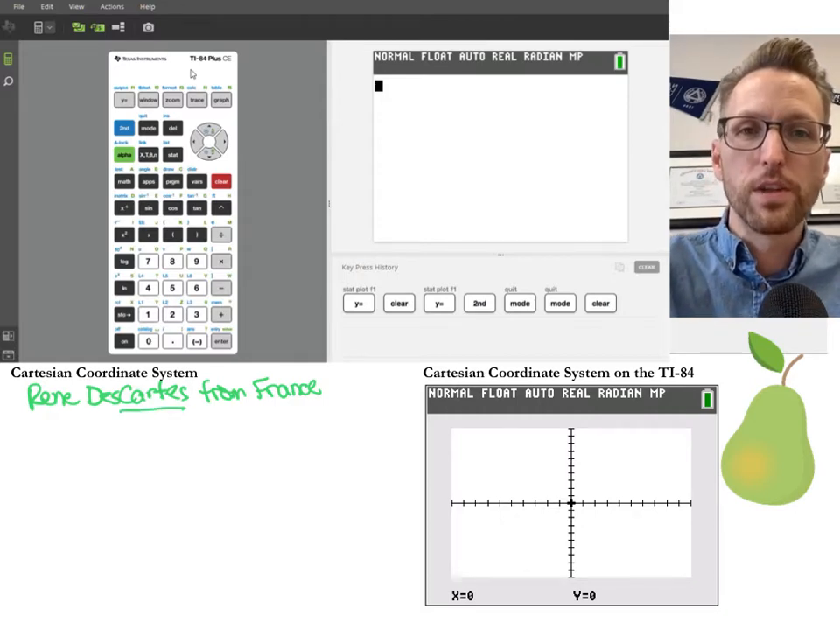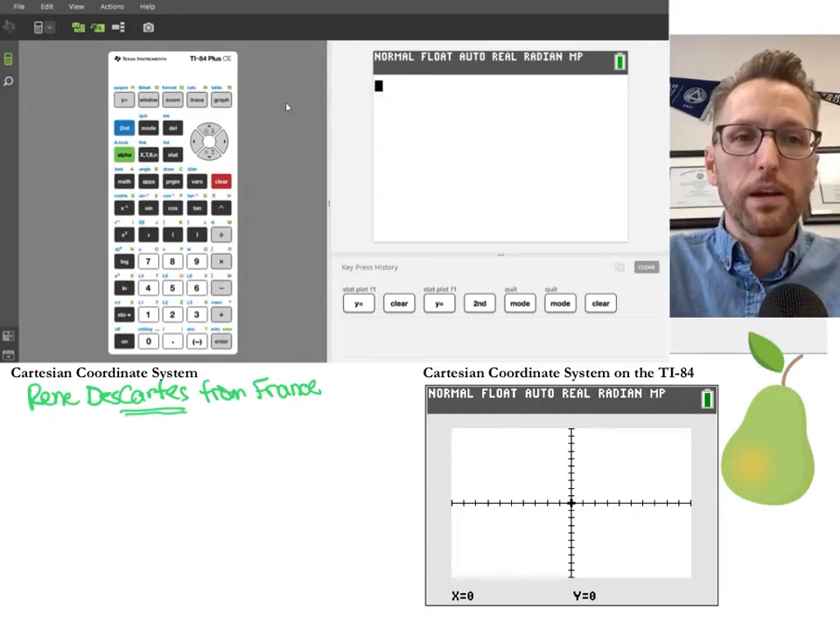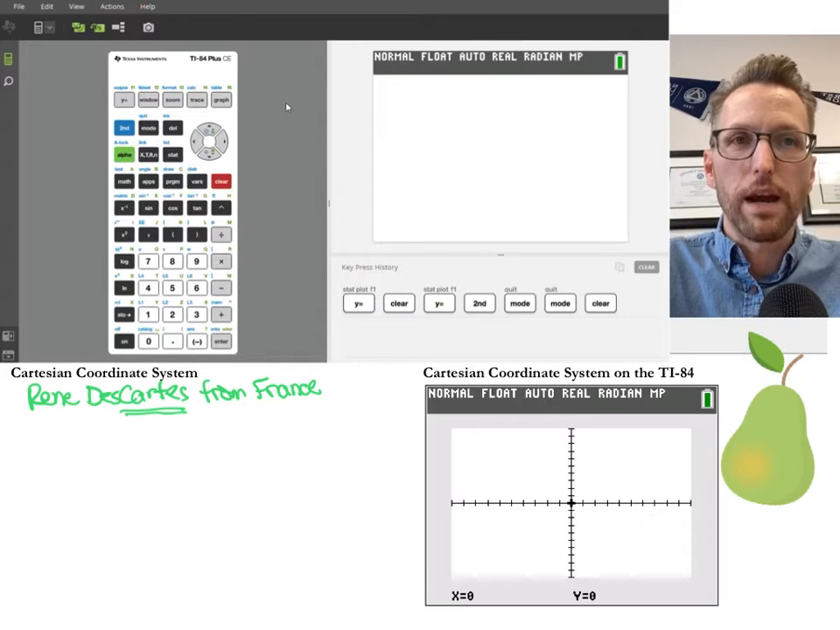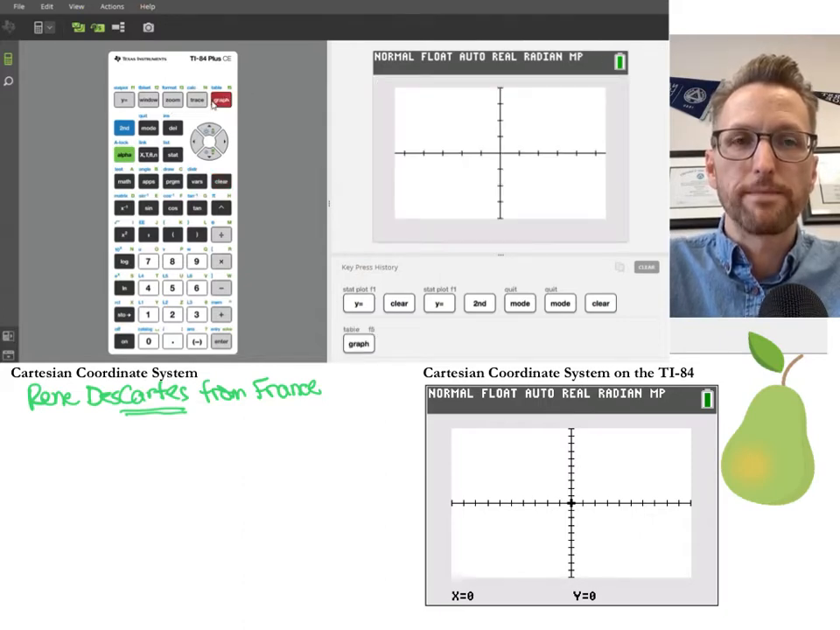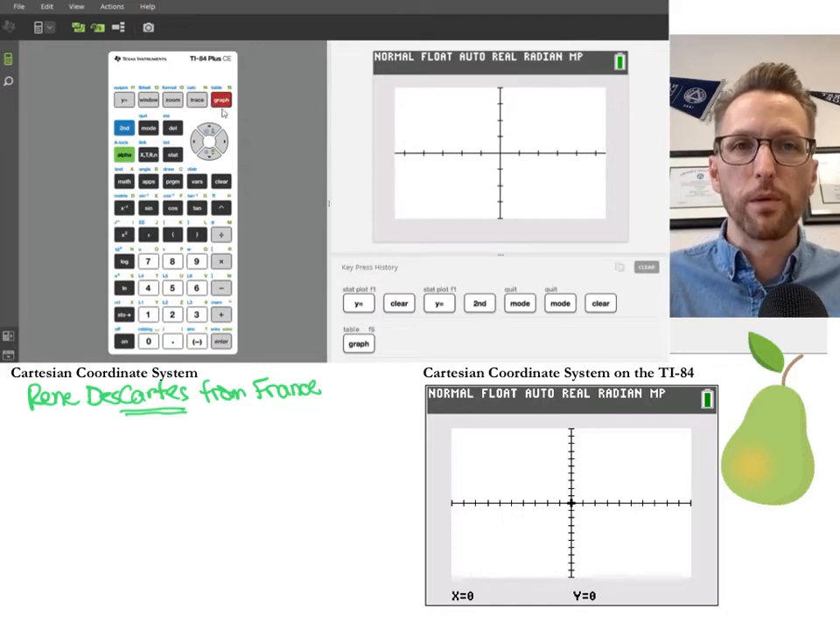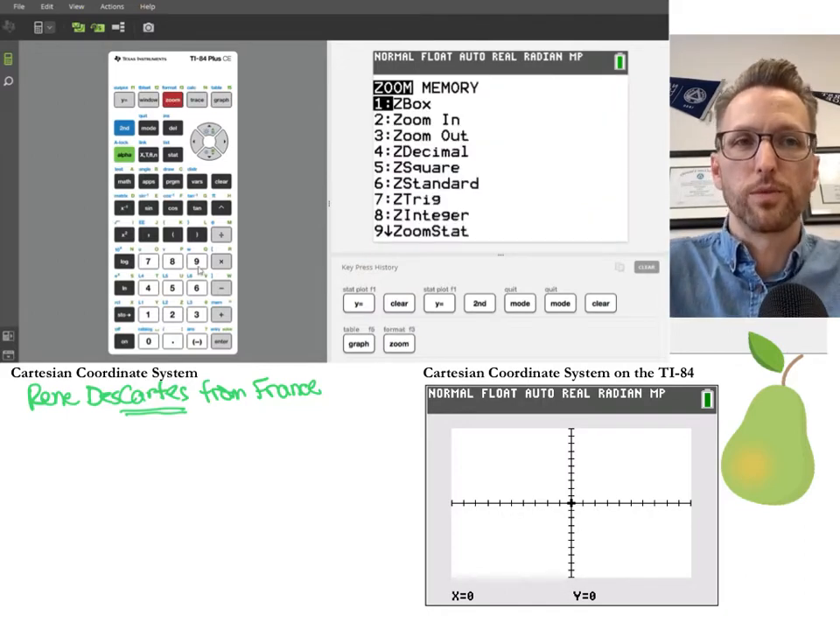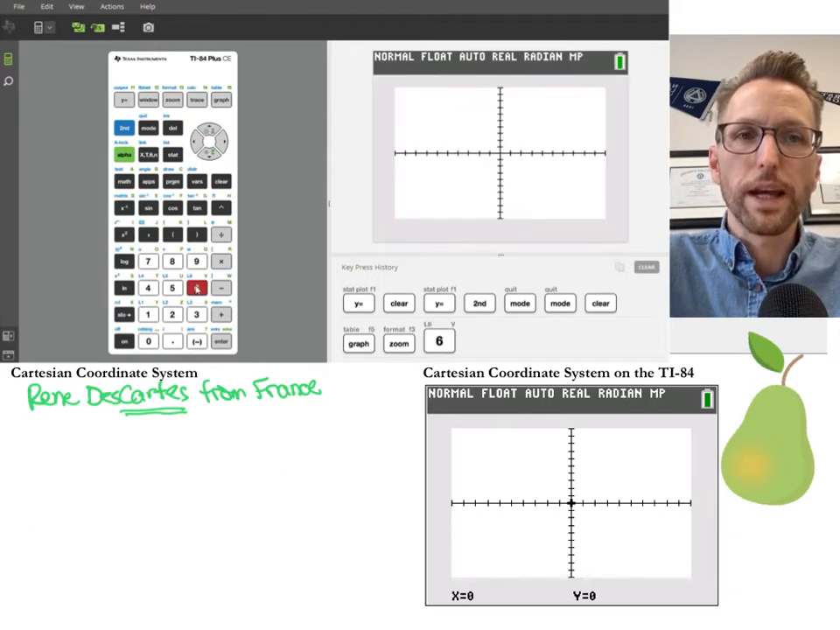So here goes. I am going to my calculator and I'm checking out the graph button. I could also press zoom 6, but I'm going to graph first. And notice I don't have a standard viewing window. So I want to do zoom 6 so that I have that negative 10 to 10 business showing up. And there's the first quadrant.